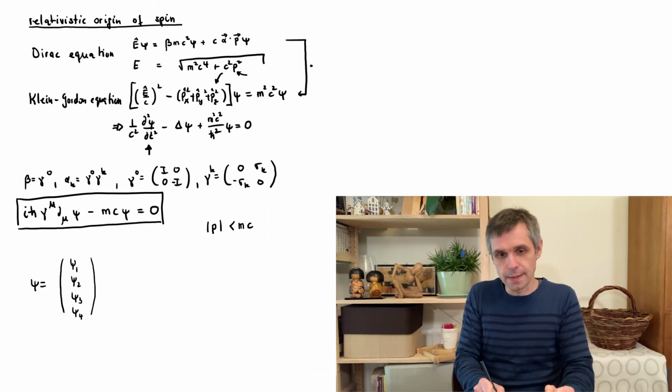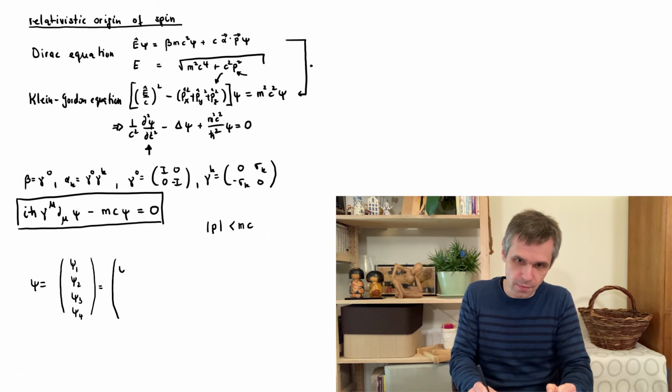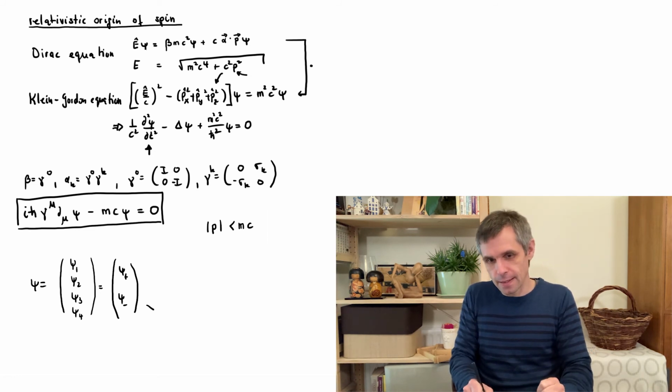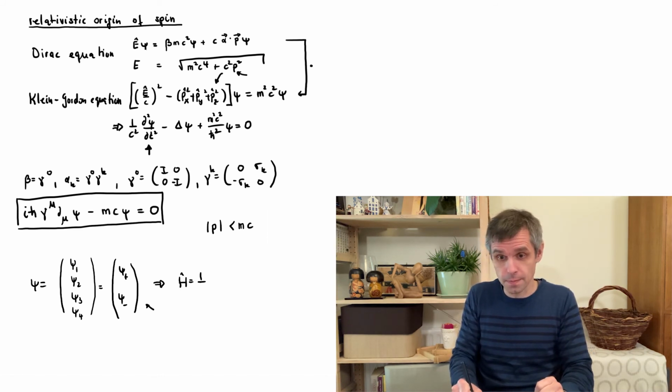And this can indeed be done very systematically by first breaking down this vector into two component vectors, psi plus and psi minus, and then eliminating psi minus from the equations. I'm going to spare you the steps, but then one ends up with a non-relativistic wave equation for psi plus, which has a certain Hamiltonian. And this Hamiltonian is of this form here.